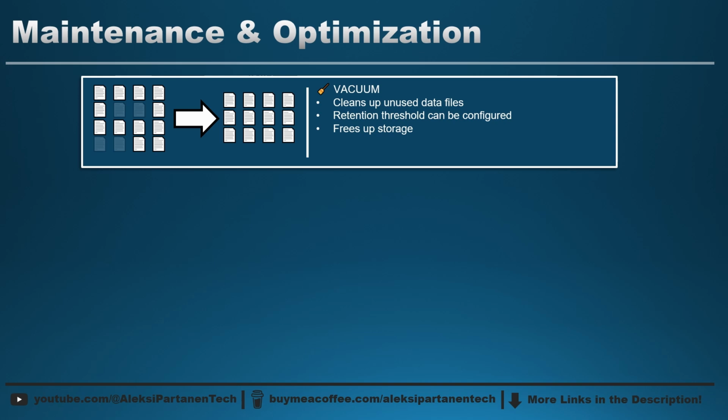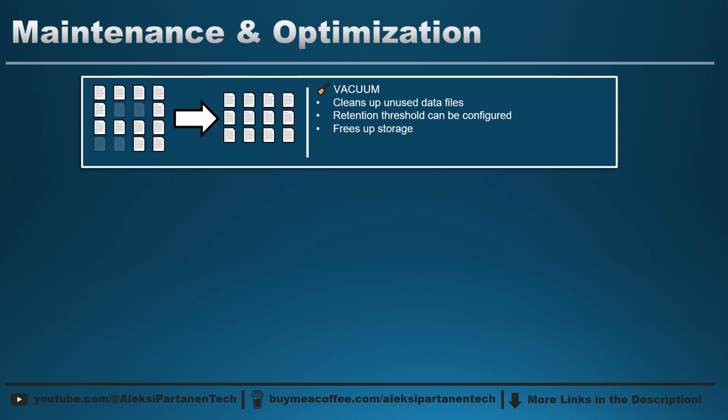We can, for example, run vacuum for files that haven't been part of the latest version of the data in 7 days. Of course, after running this, we can use the time travel feature to travel only to that point in time and no longer backwards, since that data no longer exists. The primary goal of the vacuum is to free up space in our delta tables and in OneLake.